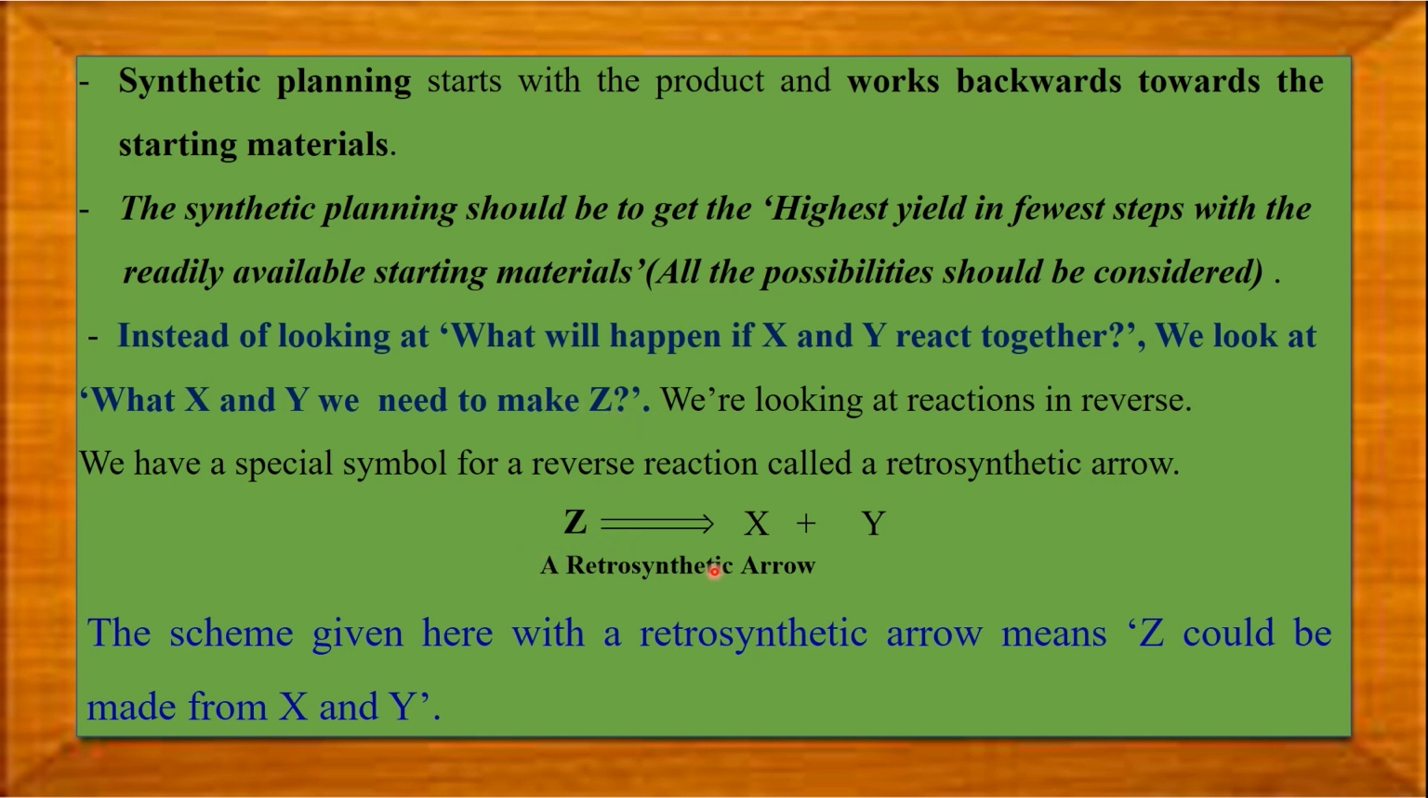Here I have given a retrosynthetic reaction where Z is the target molecule and X and Y are the starting materials used for preparing the target molecule Z. So the retrosynthetic reactions are represented with the open arrow. This is called a retrosynthetic arrow.